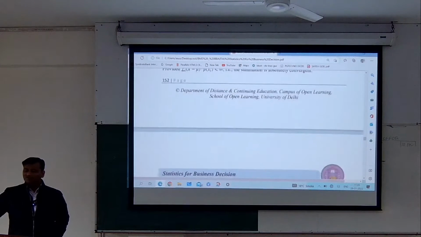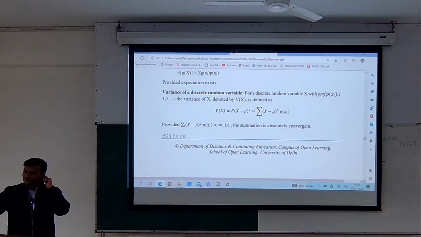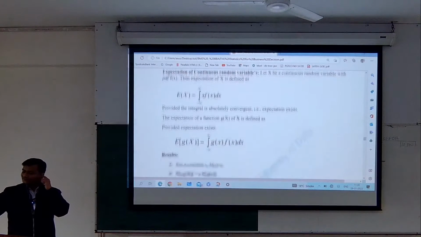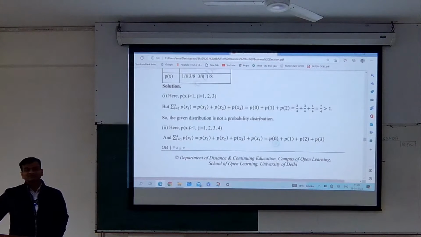For a discrete random variable, we have the probability mass function. For a continuous random variable, we have the probability density function, PDF as we call it. So you should go through all these things. If you have any doubt, you can ask me in the next class, and about probability in general, you can ask me.